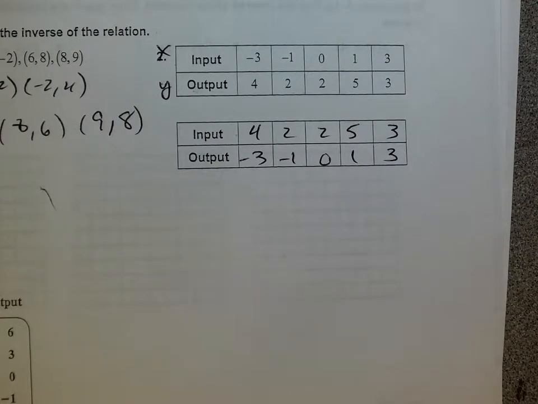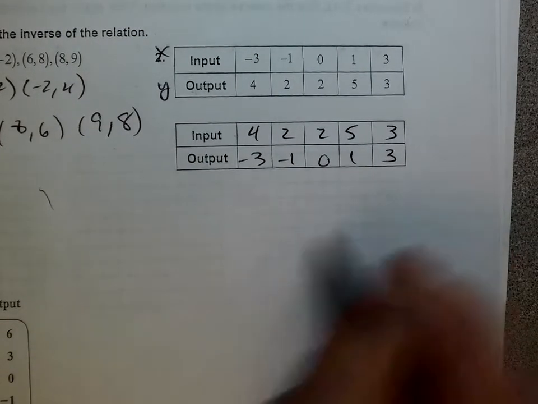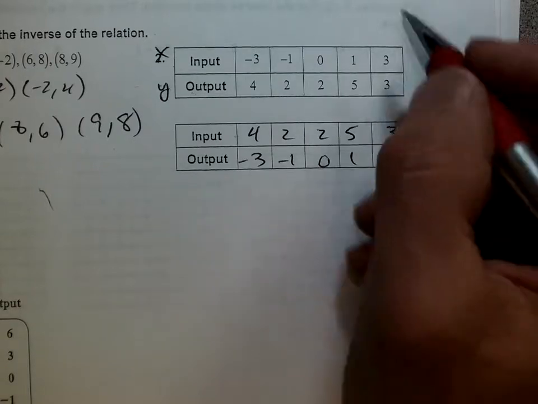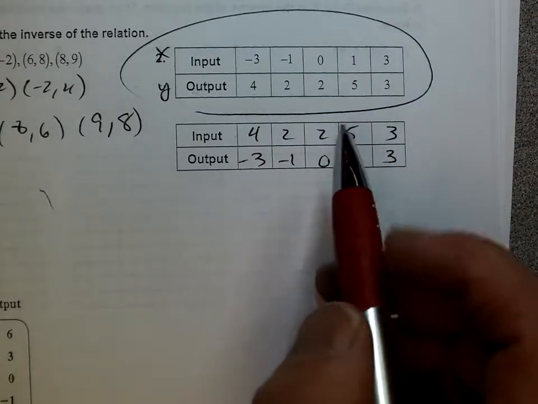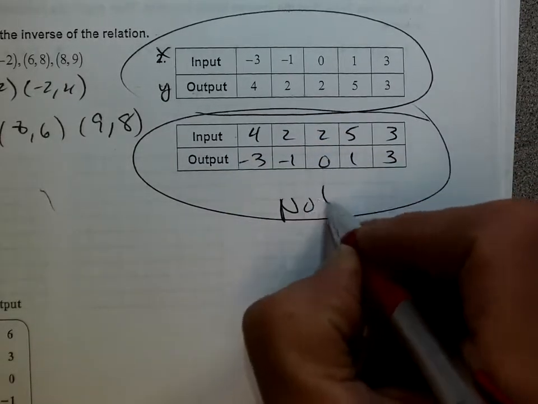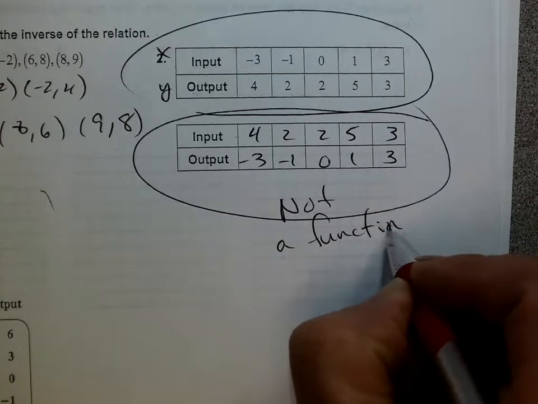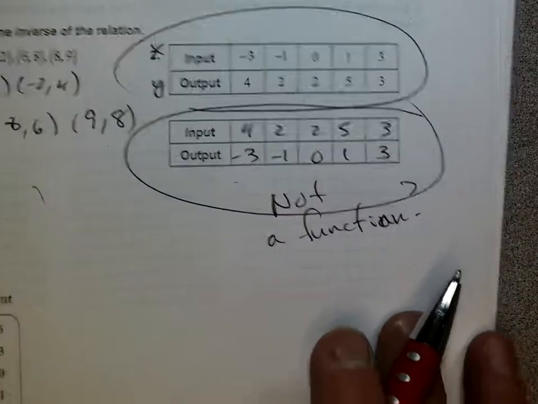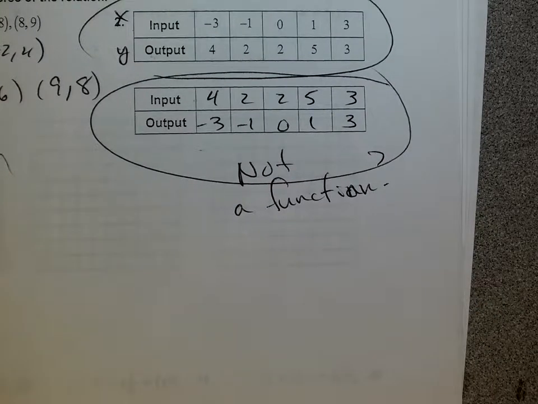Now, you ready? This is a function. This is not a function. Oh, what are you talking about, Mr. Davies? This is not a function. Oh yeah, there's two 2s. This is good, okay? This is not a function.